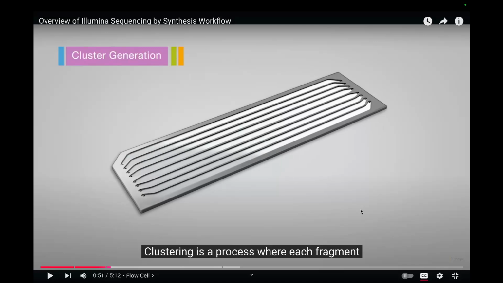Clustering is a process where each fragment molecule is isothermally amplified. So this is the flow cell inside which those probes are kept, and inside it the DNA polymerase is also there, and the ddNTPs are also there, which keep getting added. So this is the place where all the synthesis occurs.